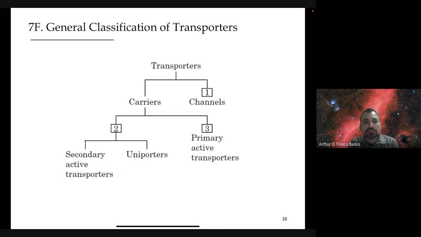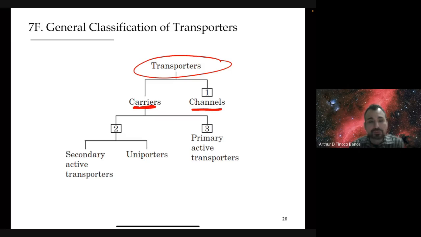So this is the general classification of transporters, right? The transporters are divided into the category of those that are carriers and channels. And in the category of carriers, we have those that are the uniporters, the secondary active transporters, or primary active transporters. All right, so look at this.